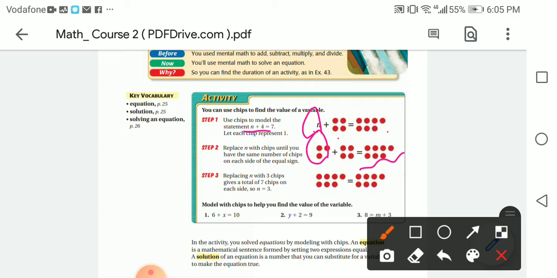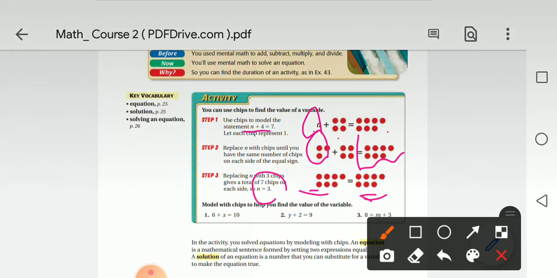Replace n with chips until you have the same number of chips on each side of the equal sign. Okay? Replacing n with 3 chips gives a total of 7 chips. So I have 7 chips on both sides. So n here is 3. Okay? Model, this is for you. Model with chips to help you find the value of the variable.